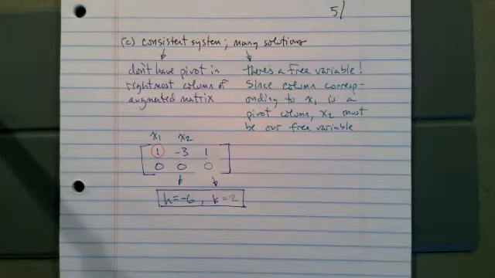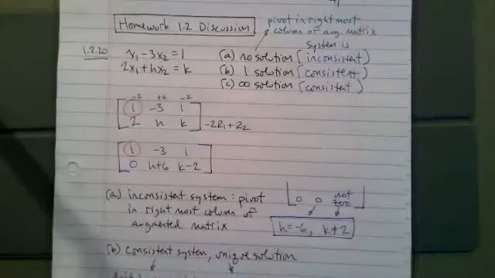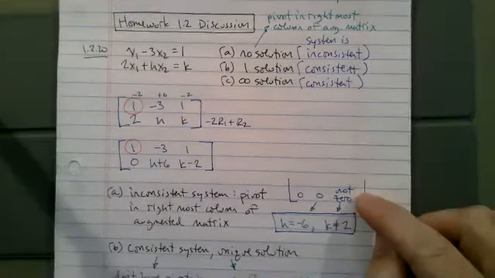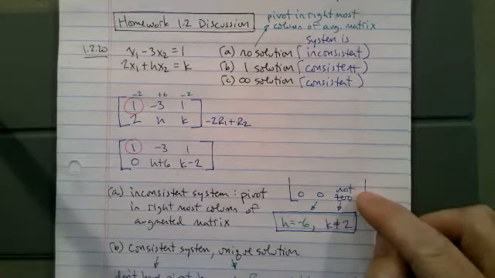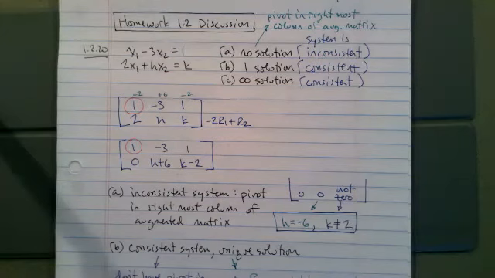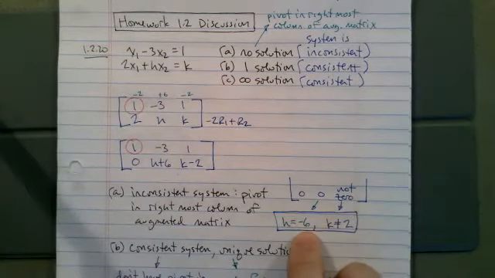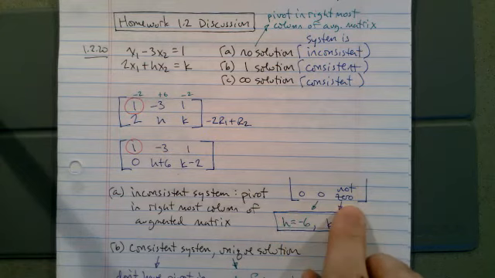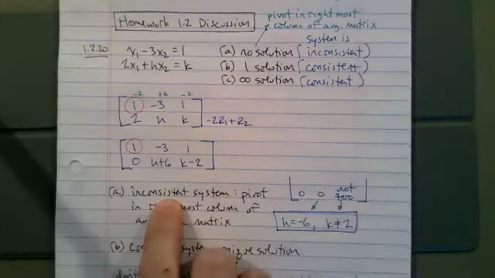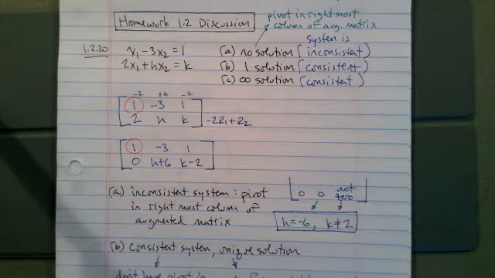So for part A, you wrote that as not 0, correct? Yes. For part A, to make an inconsistent system, I want this last column to be not 0, because I want to pivot in the rightmost column of the augmented matrix. Right, because if k is not 2 and h is -6, then I get 0, 0, not 0. There's a pivot in the rightmost column of the augmented matrix, and that means an inconsistent system. Okay.